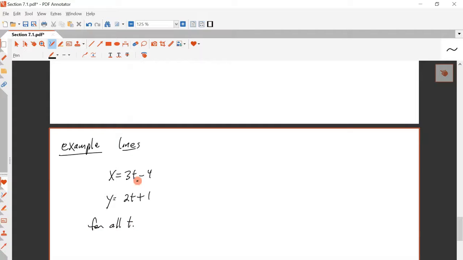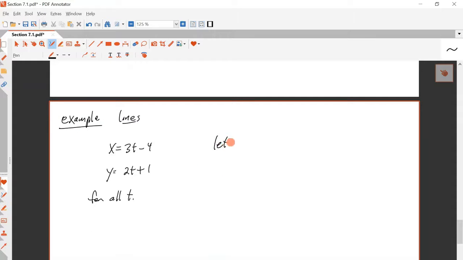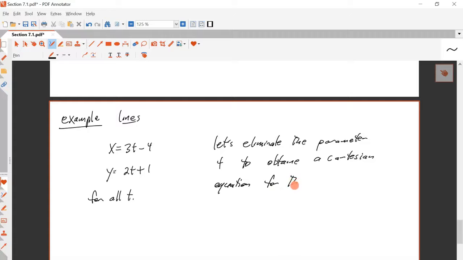Okay, well, if we solve for t, let's eliminate the parameter t to obtain a Cartesian equation for the curve. That is, an equation with just x's and y's.